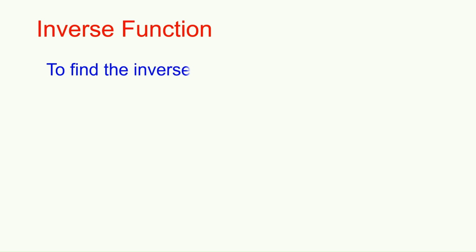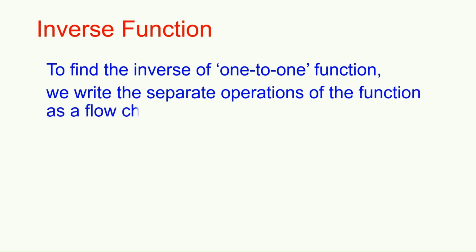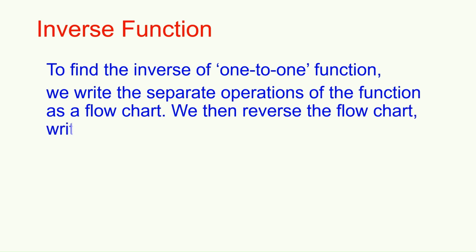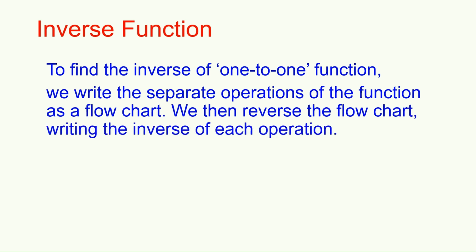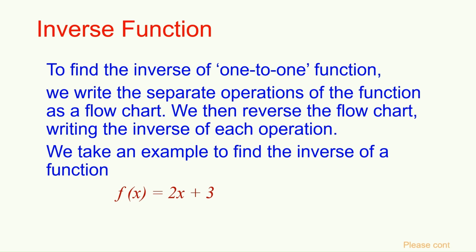To find the inverse of a one-to-one function, we write the separate operations of the function as a flow chart. We then reverse the flow chart, writing the inverse of each operation. We take an example to find the inverse of a function f(x) equals 2x plus 3.